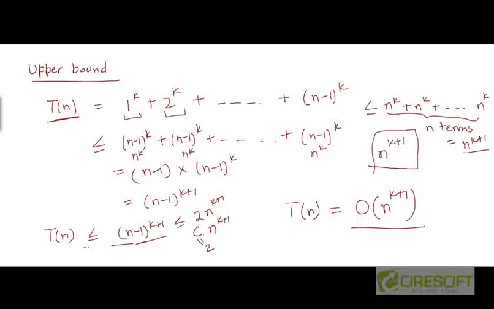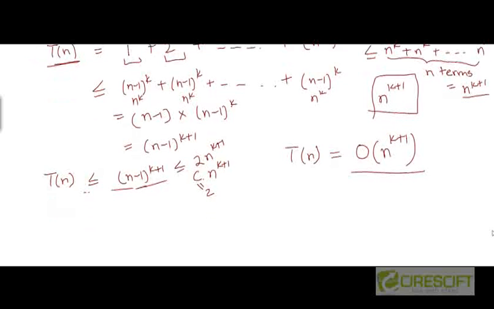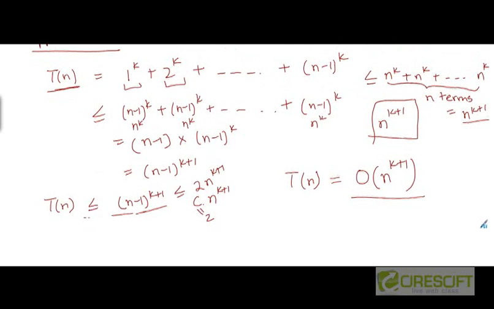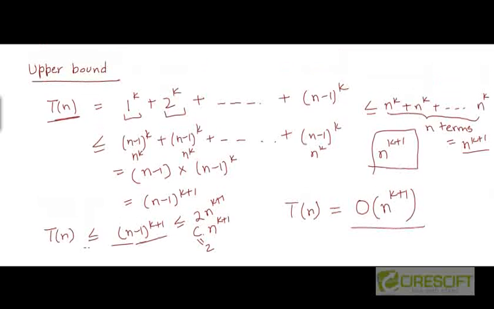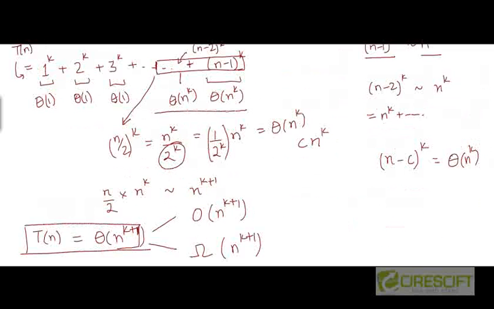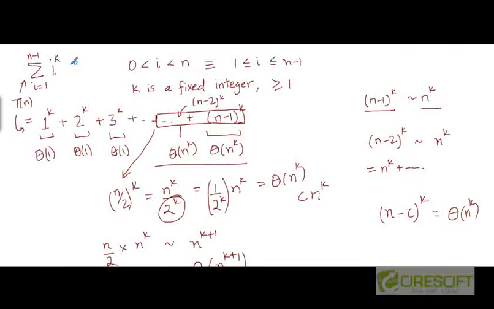Okay, so we've proven that T of n is in big O of n to the power k plus 1 and in big omega of n to the power k plus 1, and therefore in theta of n to the power k plus 1, and so we can say that this summation is in theta of n to the power k plus 1.